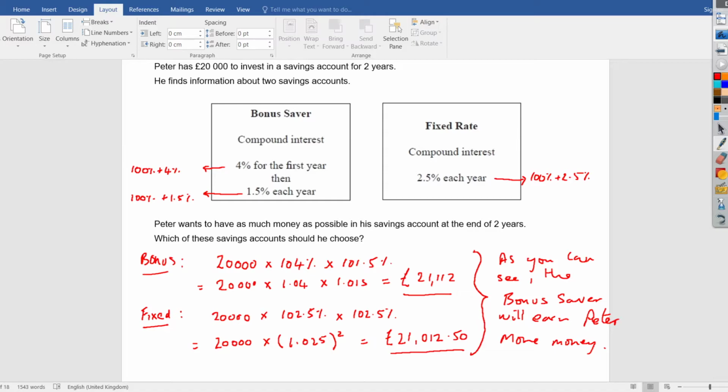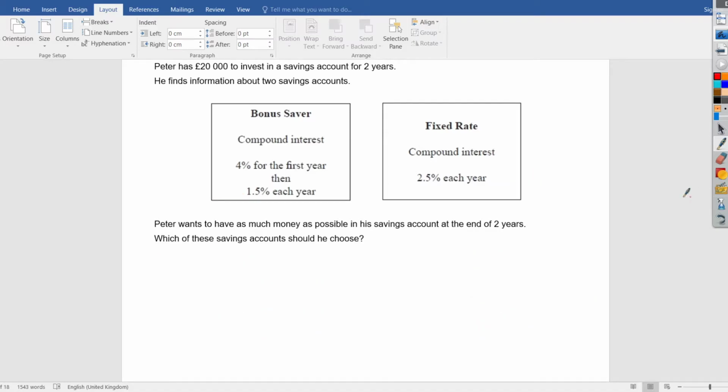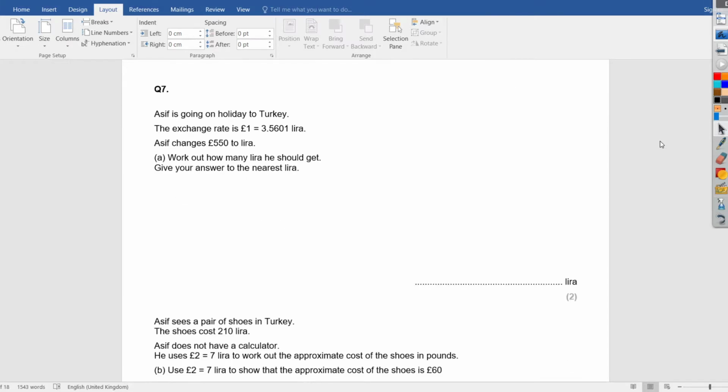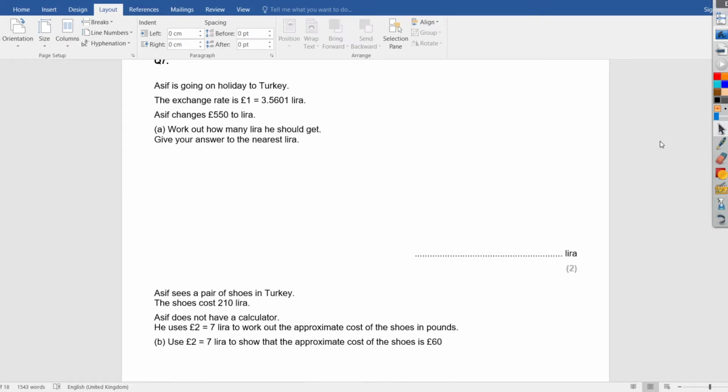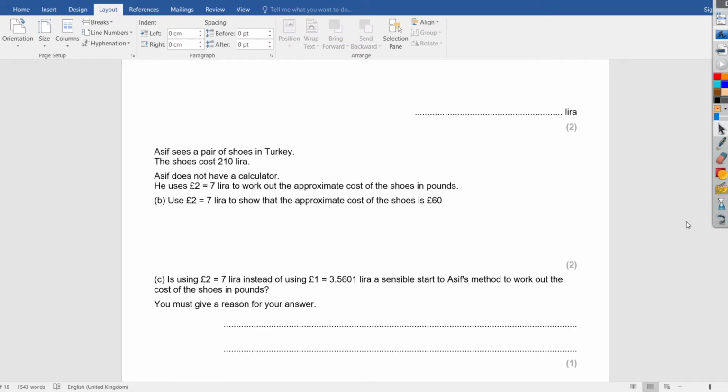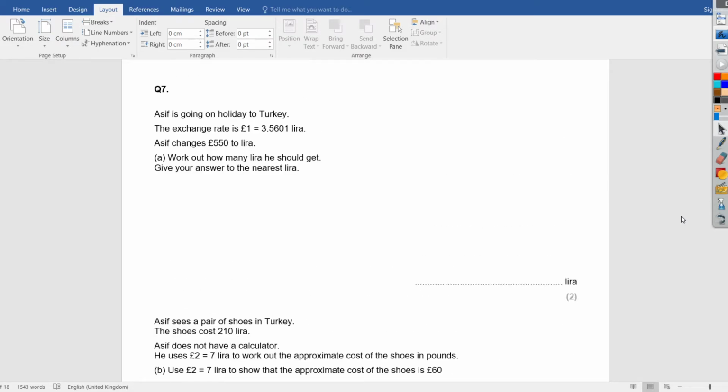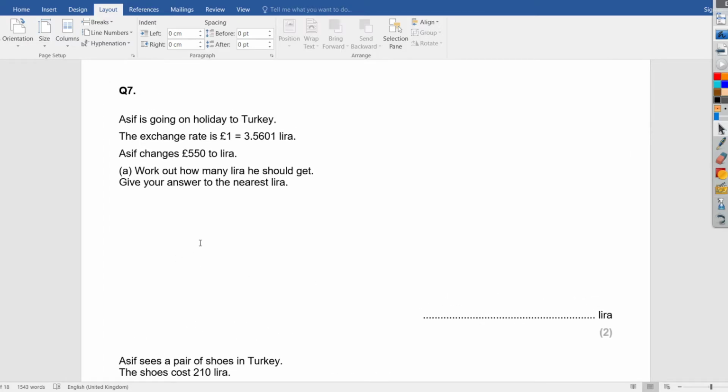If I clear all this, scroll down. Question 7 is the currency conversion. Okay, let's do this in 2 separate parts. Let's make this a bit larger here. Okay, let's go for this first one. Let's draw down, I'll give you a couple of minutes to read this.